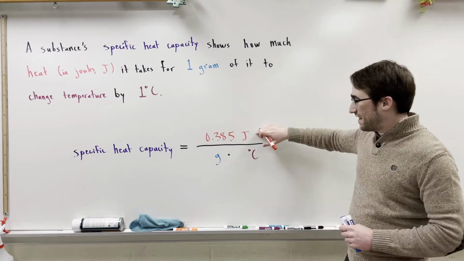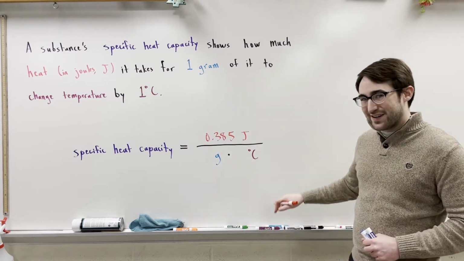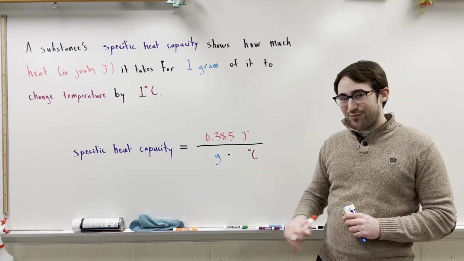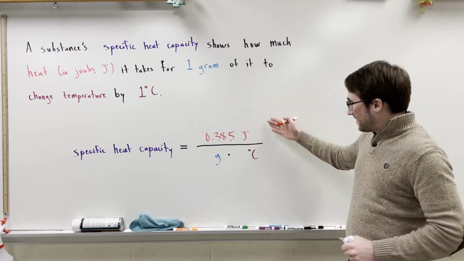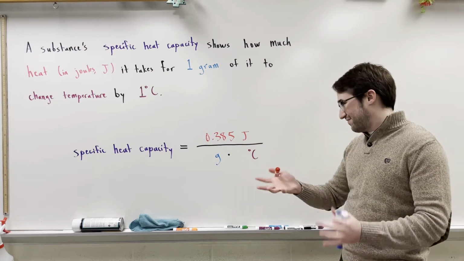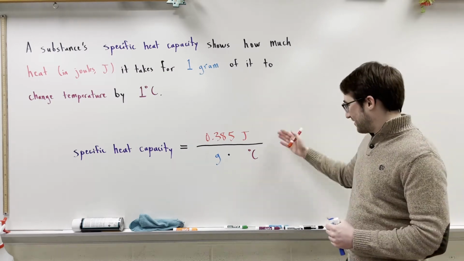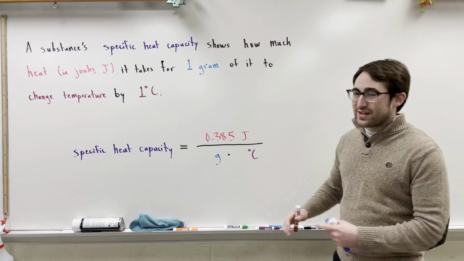So it would take a lot less heat for 1 gram of copper to raise its temperature by 1 degree Celsius than it would for water. Okay, now this is kind of odd in how it's written, so we're going to simplify this a little bit.